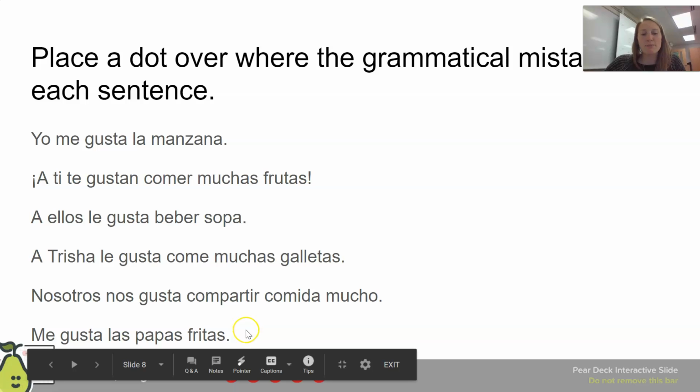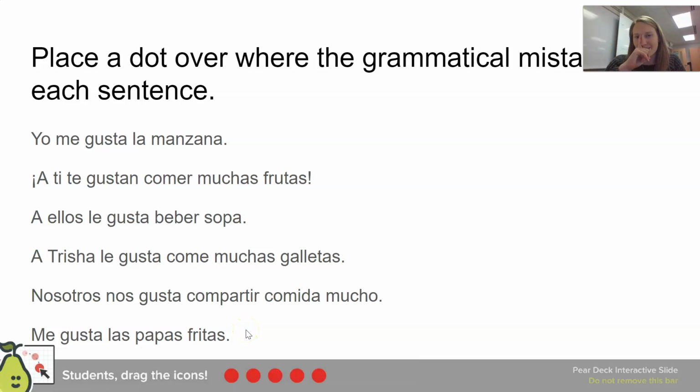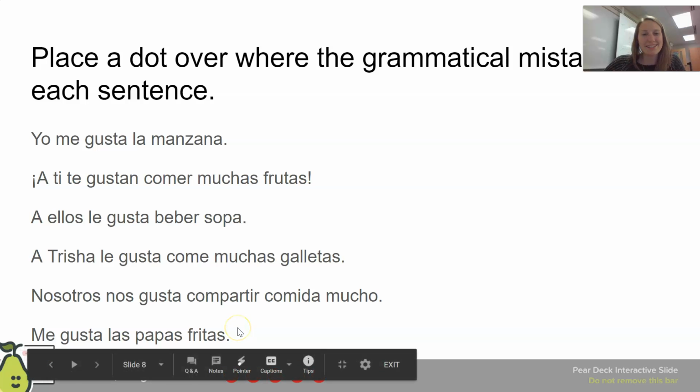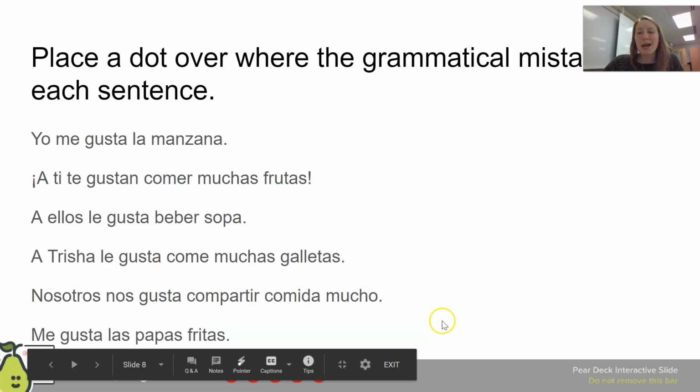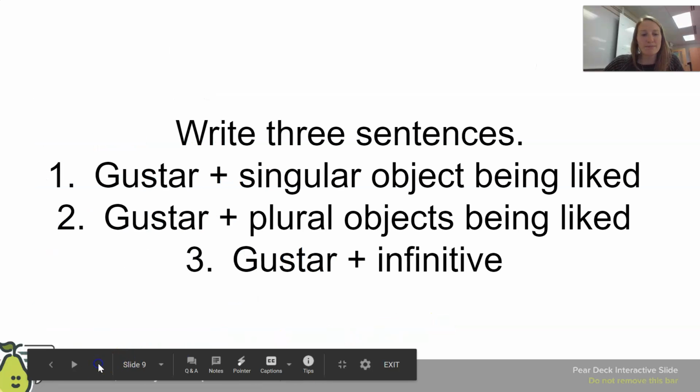Finally, me gusta las papas fritas. One little letter also incorrect with this one. What is it? I feel like Dora kind of. Where is the mountain? It's me gustan, right? Me gustan las papas fritas.